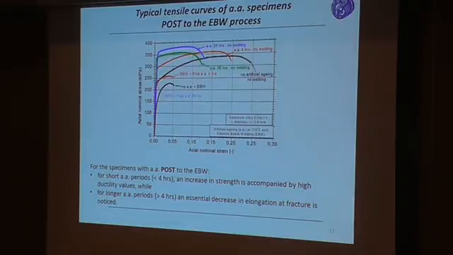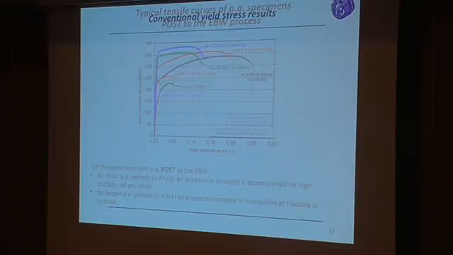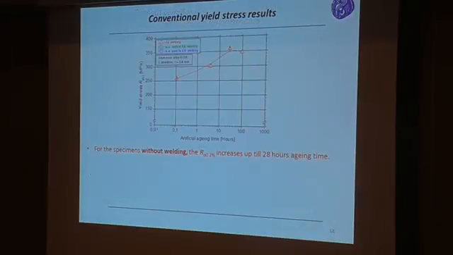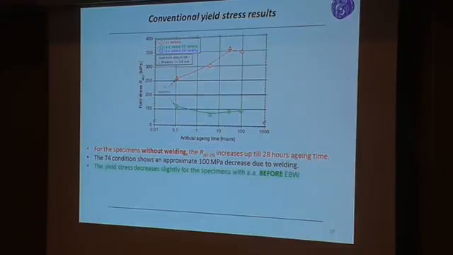For short artificial aging periods, an increase in strength is accompanied by high ductility values, while for longer periods, there is an essential decrease in elongation of fracture. To sum up the results for the conventional yield stress, the specimens without welding increased up to 28 hours. The T4 condition decreases 100 megapascal due to the weld. The yield stress decreases slightly for the specimens with artificial aging before welding. And the specimens aged post to the weld have similar behavior to the samples without welding.